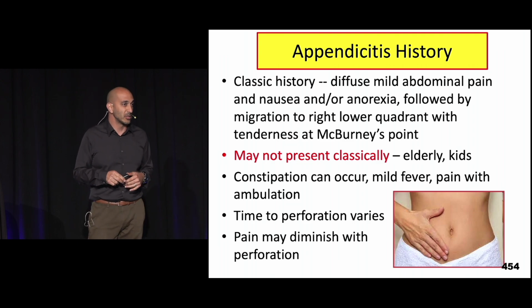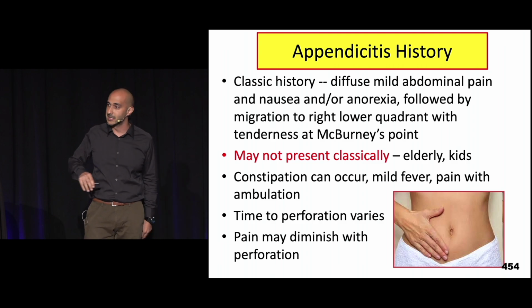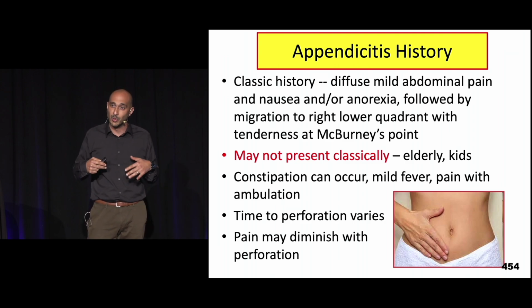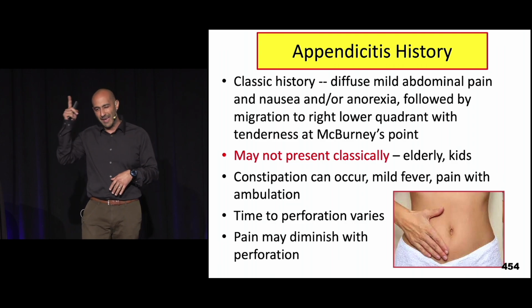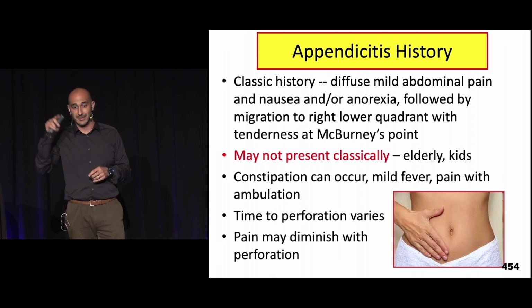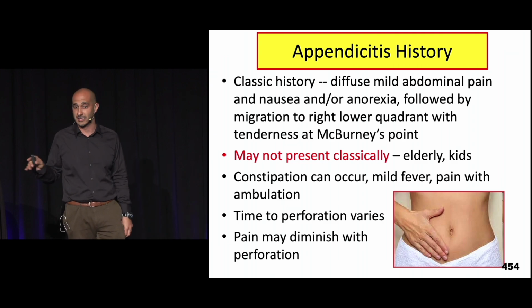Who doesn't read the textbooks more than anybody? Little kids and elderly. They're really stubborn with the diagnosis. They don't read the textbook. They don't present the way you wish they would present. They can present with all sorts of vague symptoms. So have your antenna up, especially when it comes to younger kids and older adults.